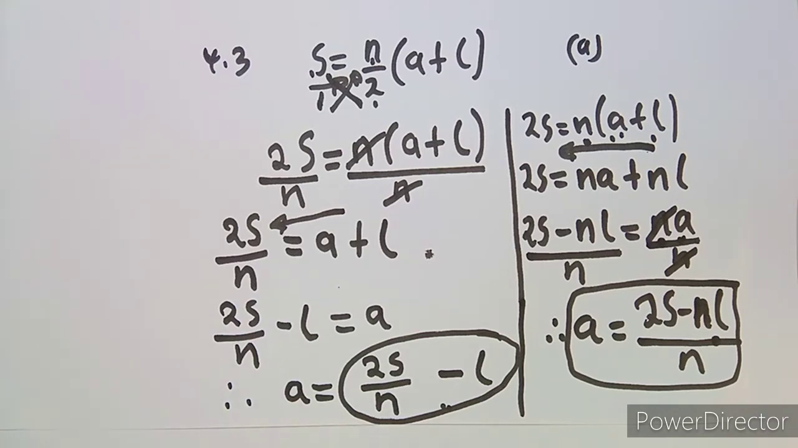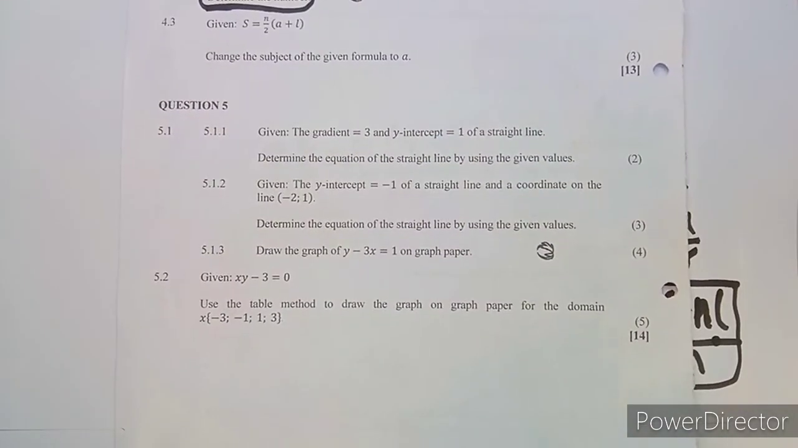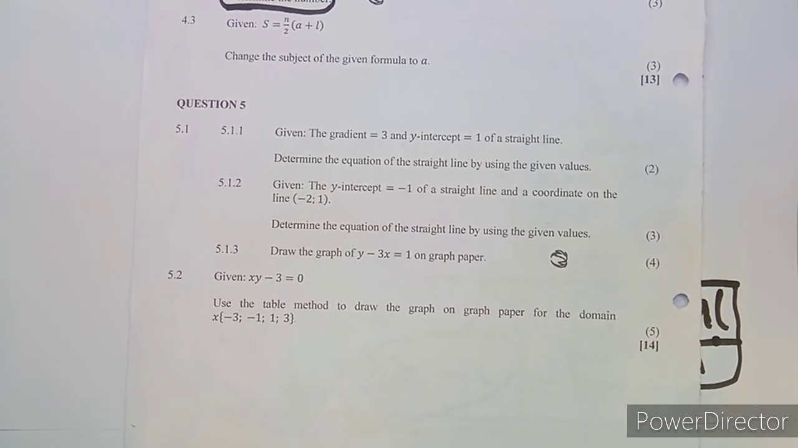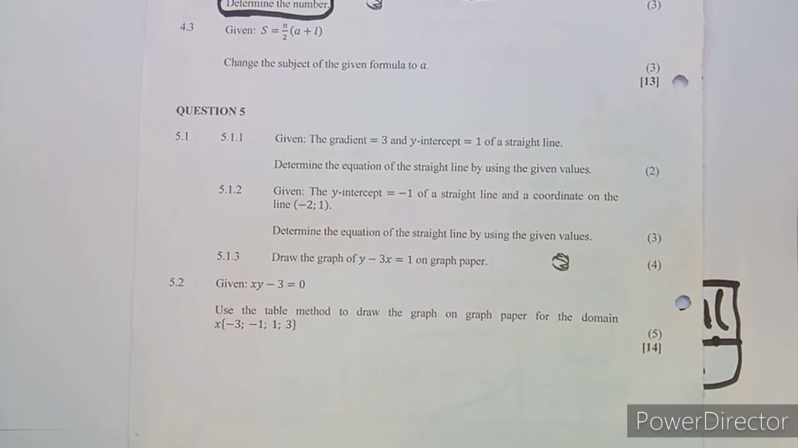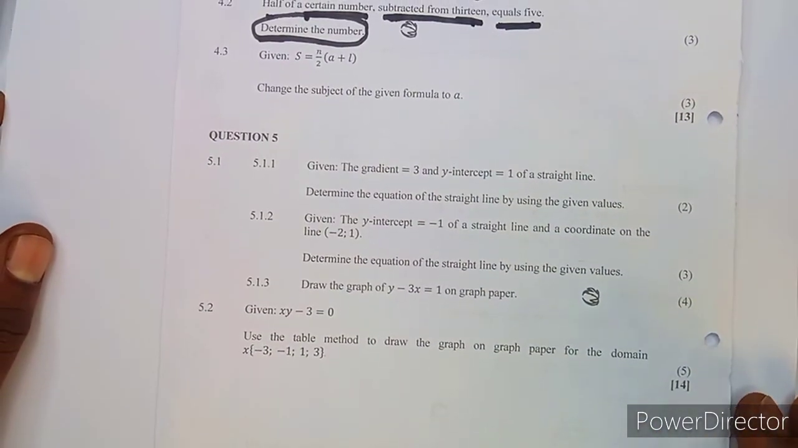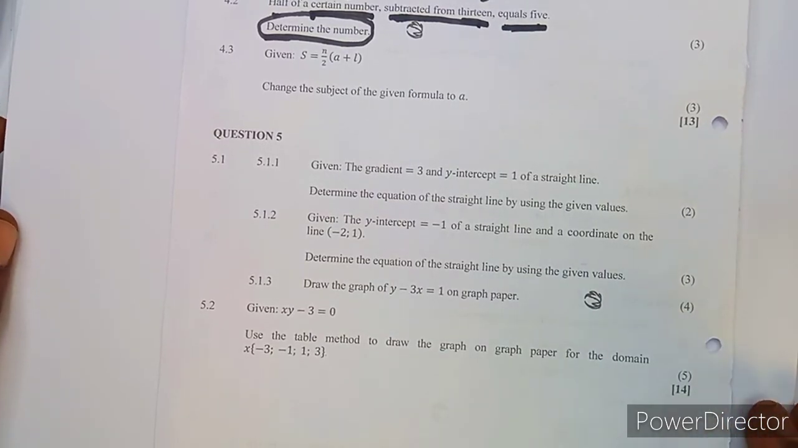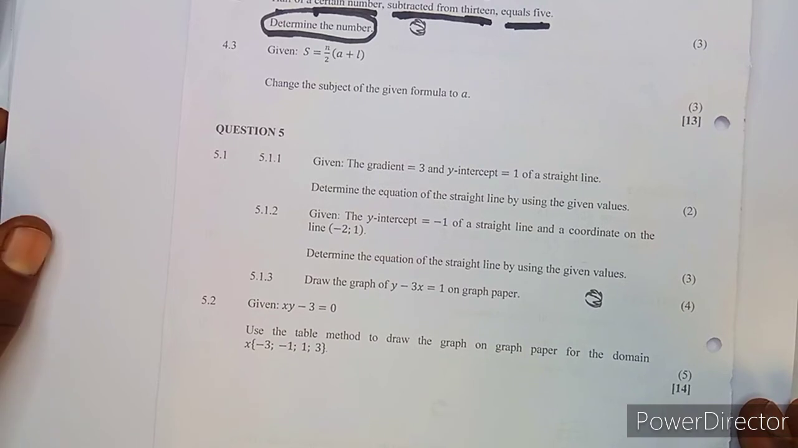So if you are to cross-check on the other part there, I want you to see this part that we had, question number 5, which actually needed us to use the graph paper, because we are asked to use the table, draw the graph, and so forth. Okay, so what I'm going to do now, let's see what we are going to have at the end. In fact, let's see. On 5.11, given the gradient is 3 and the y-intercept is equal to 1 of a straight line, determine the equation of the straight line by using the given values.